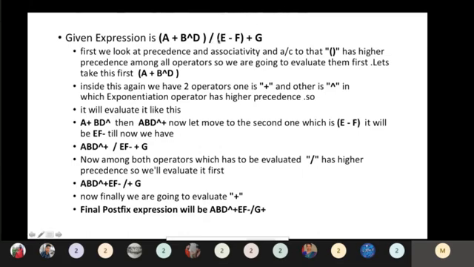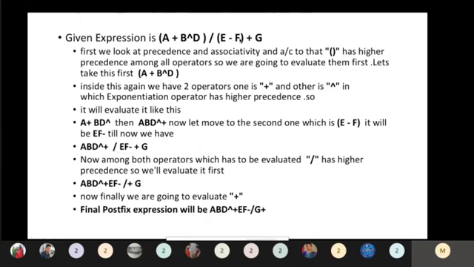Then you see here we have an opening parenthesis. Next we have E, the operand. Place it on the output. Then we have a minus. We can place it on the stack. Then we have F. F is what? Operand. Okay, you just place it on the output. Then we have a closing parenthesis.